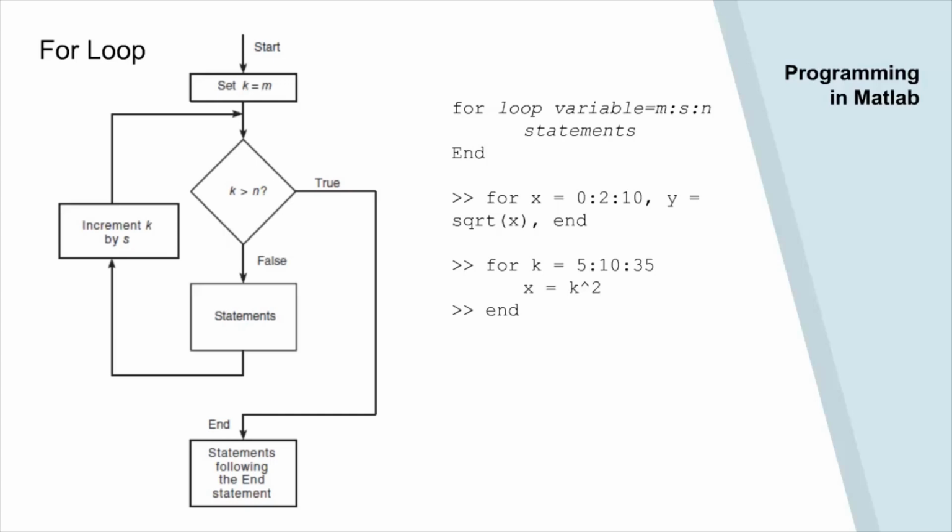So we have for x equal to 0 to 10 with the spacing of 2, comma, y is equal to square root of x, and then we have used end. This whole has been done in a single line. Similarly, this can also be written in a more structured and more easily readable way, as shown in the last line, that is, for k is equal to 5 to 35 with spacing of 10, we have x equal to k square. So this is more structured as compared to the previous one.